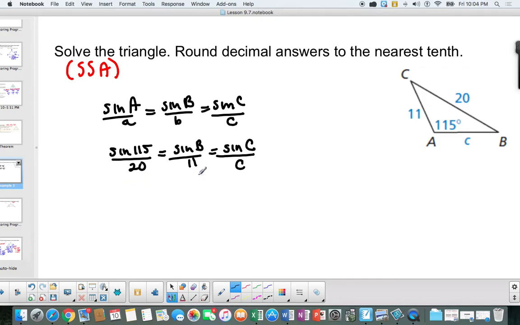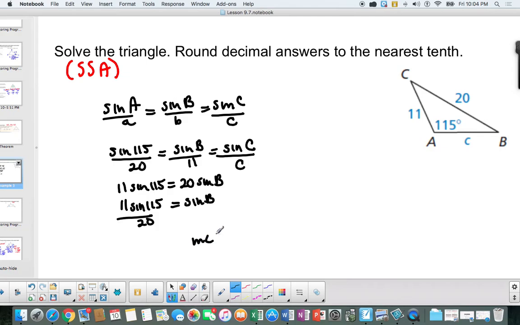Okay, so I'm looking right here, and I'm going to cross multiply. 11 times the sine of 115 is equal to 20 sine of B. So sine of B is equal to 11 times the sine of 115 over 20.